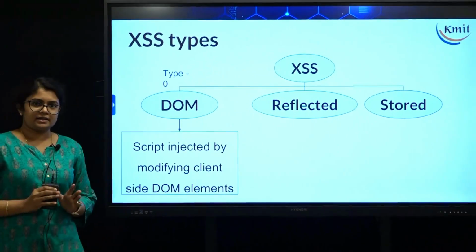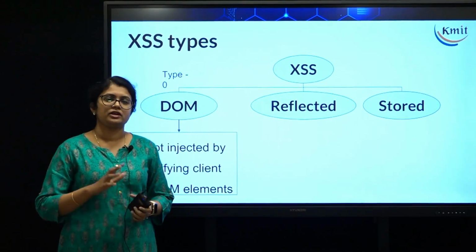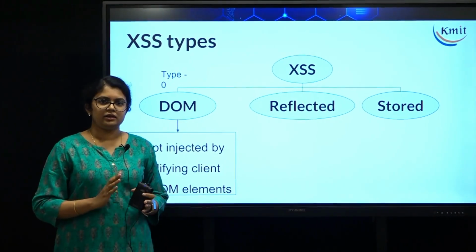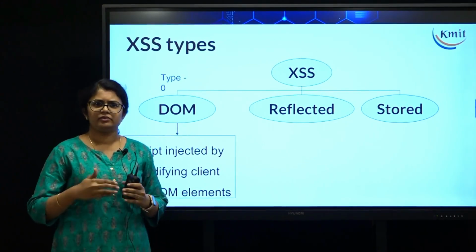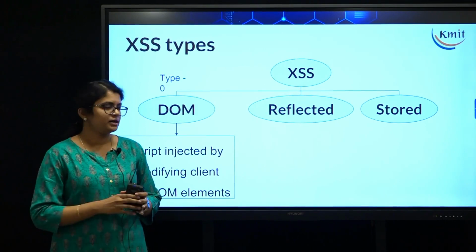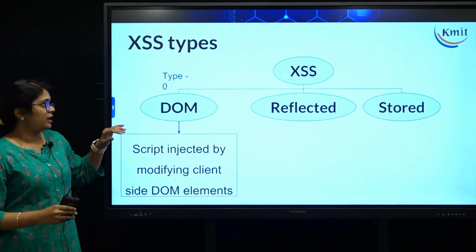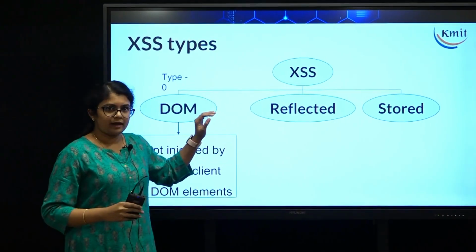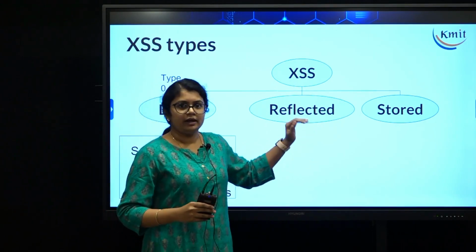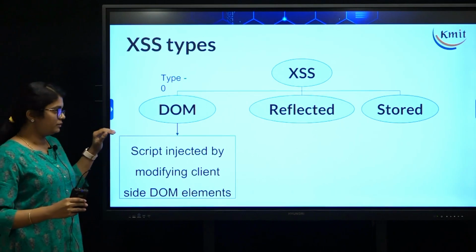Now we discussed reflected XSS attack and stored XSS attack, which are the main categories of an XSS attack. There is a lesser known XSS attack, but you come across the term whenever you read certain blogs on XSS attacks, and that is DOM XSS attack. It is also called type 0. Reflected XSS attack was called type 1 or non-persistent, whereas stored XSS attack was called type 2 or persistent. DOM XSS attack is type 0.